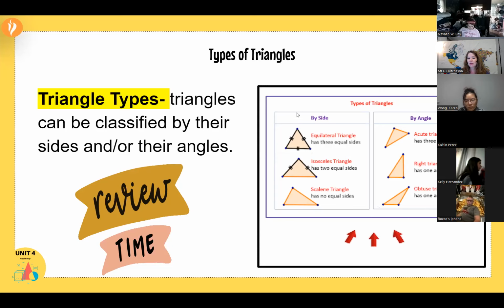All right, if you're talking about the side lengths, if all three sides are the same length, you have an equilateral triangle. If you have two sides that have the same length, that's an isosceles triangle. And if all three sides are different lengths, you have a scalene triangle. Okay, so that's just a little bit of review for vocabulary. And just like most vocabulary terms, in order to remember that, you have to study them a little bit.